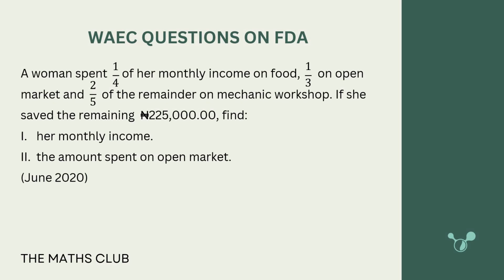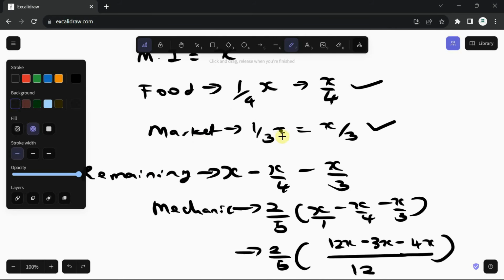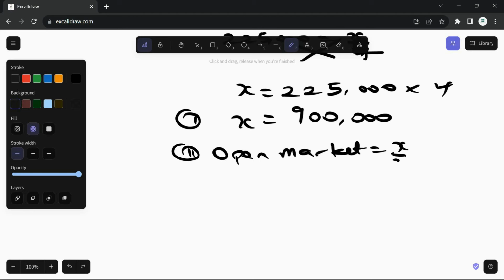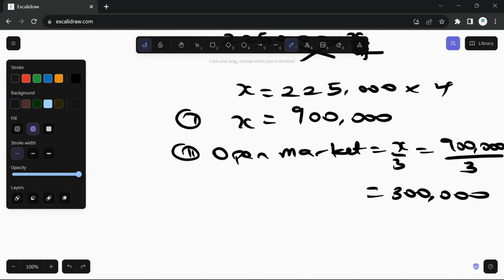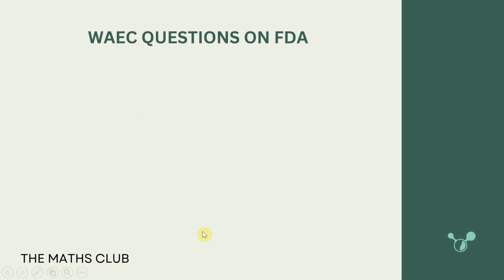So we now find the amount that she spent on the open market. On the open market, she spent x over 3, or a third of her income. So for part II, which is the open market, she spent x over 3, which is 900,000 divided by 3, which is 300,000. So our answers here are 900,000 and 300,000. Very good. So let's push on.